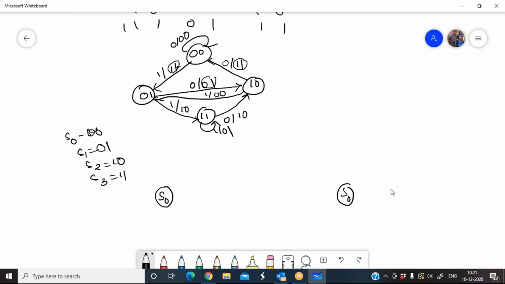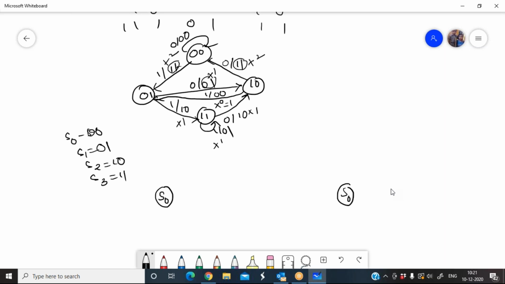Weight of the output sequence is 2. That means you can write here x square. Is it okay? And weight of this output sequence is 2. Again, this is x square. And 0, 1 is nothing but x power 1. And 1, 0 is nothing but x power 1. Again 0, 1 is x power 1, 1, 0 is x power 1. And 0, 0 is nothing but weight 0, that is x power 0, that is equal to 1.